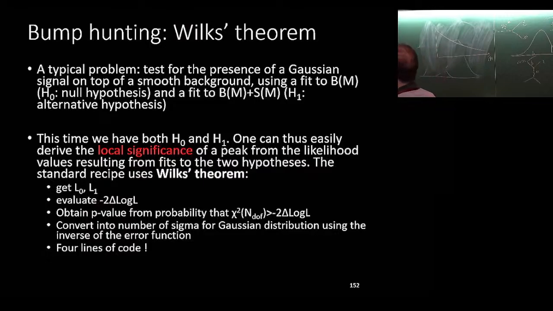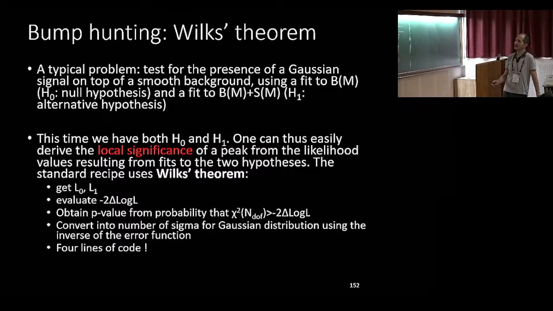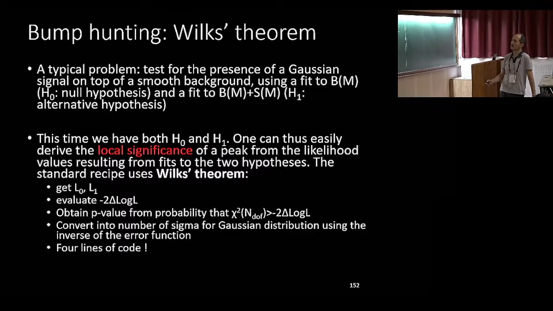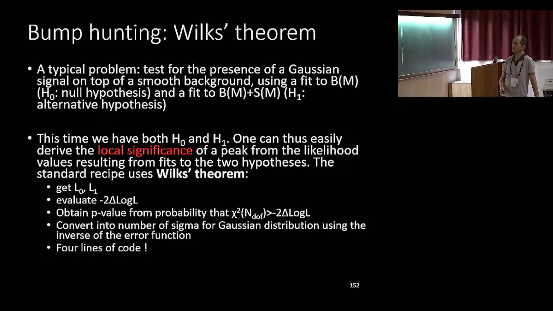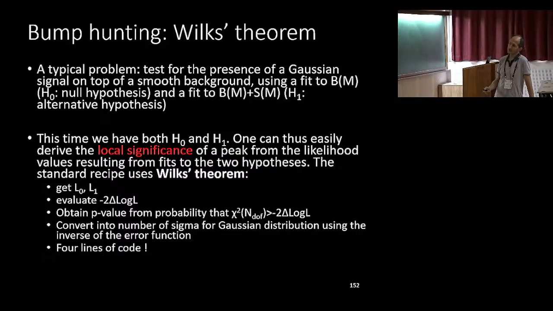And so you can extract the local significance of this peak. What is the local significance? It is the probability that you get this data at this particular point, if the null hypothesis is true, by doing the likelihood fits and comparing the two likelihoods, right? You take the difference of the two likelihoods and you obtain a p-value from the chi-squared that corresponds to that log likelihood difference. You then can convert that p-value into a number of sigma and you get a significance number. So this is very quick and easy to do. And this is using Wilk's theorem.